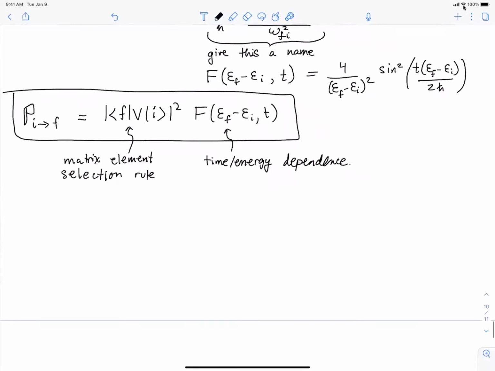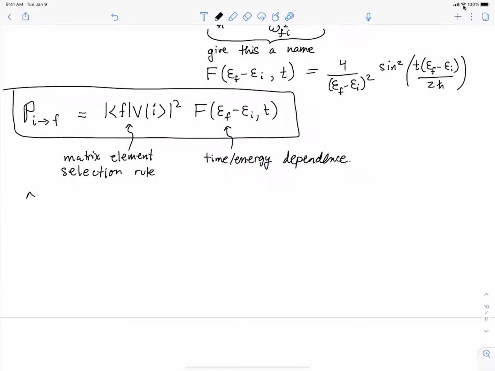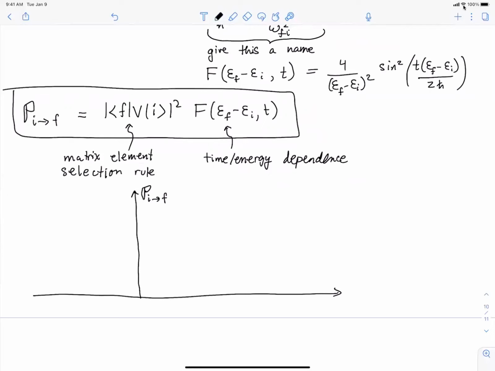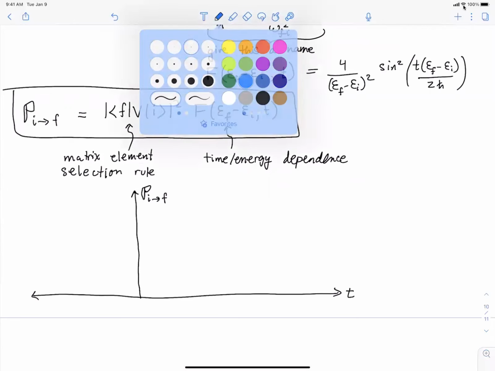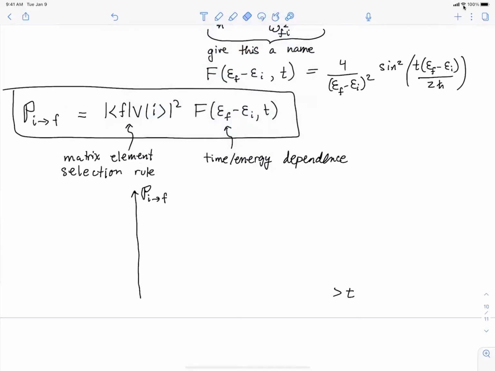Okay, so if we graph this as a function of time, let me do this over here. Let me put my vertical axis for the probability to transition from initial to final state, and my horizontal axis is going to be time. Okay, and so at times less than 0, of course, nothing happens. That's not what I meant to happen.